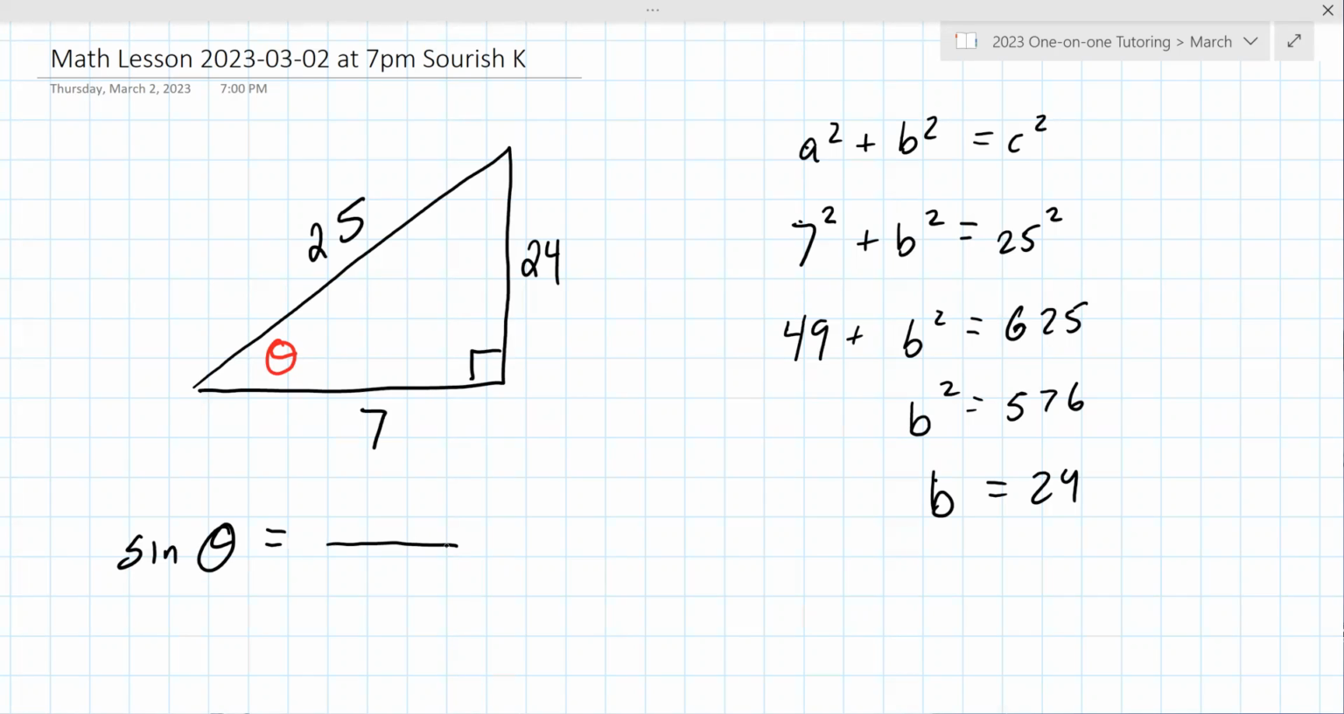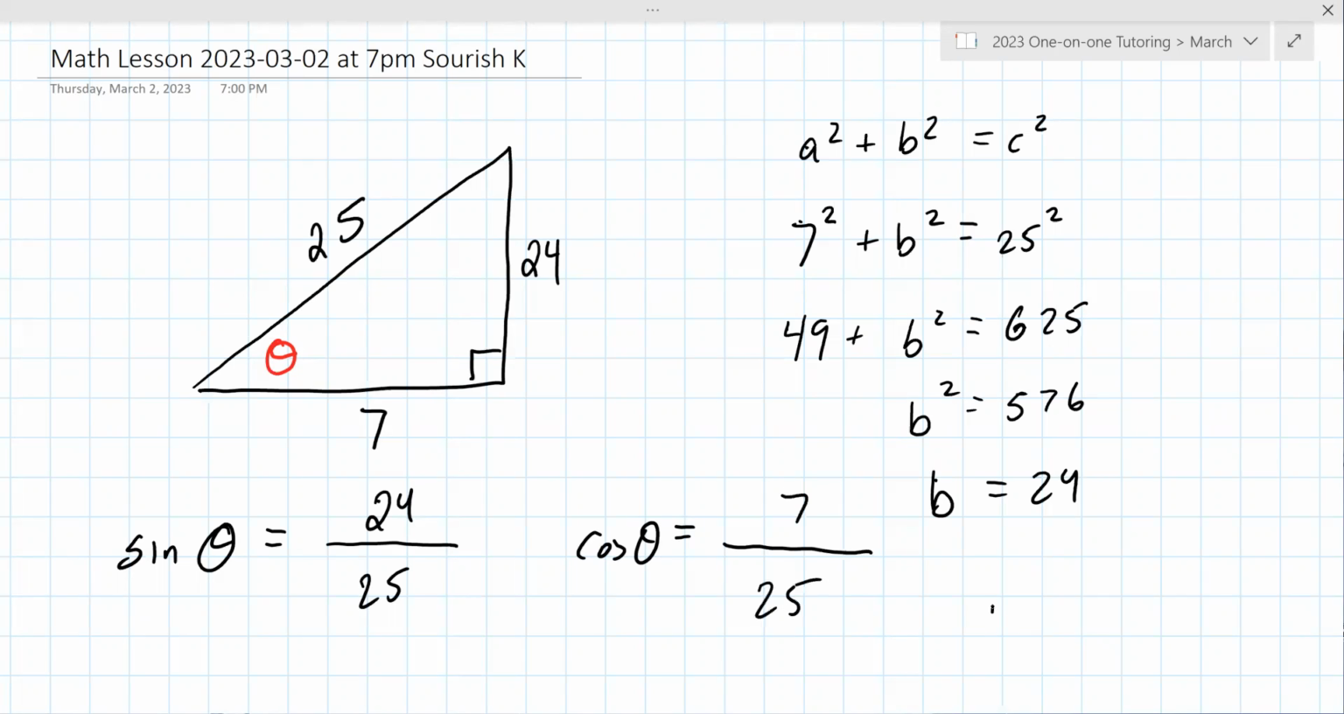Can you tell me what this is? Sine of theta is the opposite over the hypotenuse. What is the opposite? The opposite is 24. And what is the hypotenuse? 25. Very good. What is the cosine of theta? Adjacent over hypotenuse. Okay, very good. Adjacent is 7 and hypotenuse is 25.